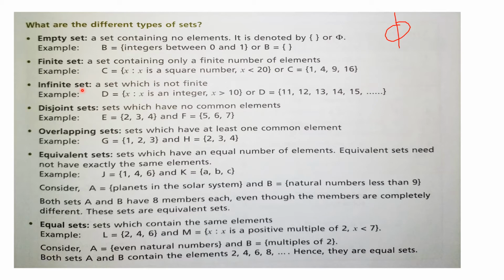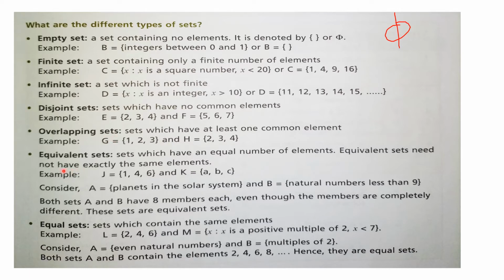And disjoint sets are sets which have no common elements. 2, 3, 4, 5, 6, 7. So there is no common element between these two sets, so they are disjoint sets. Overlapping sets means they have at least one common element. 1, 2, 3 and 2, 3, 4. So 2 and 3 are common in both sets, so these two sets are overlapping sets.